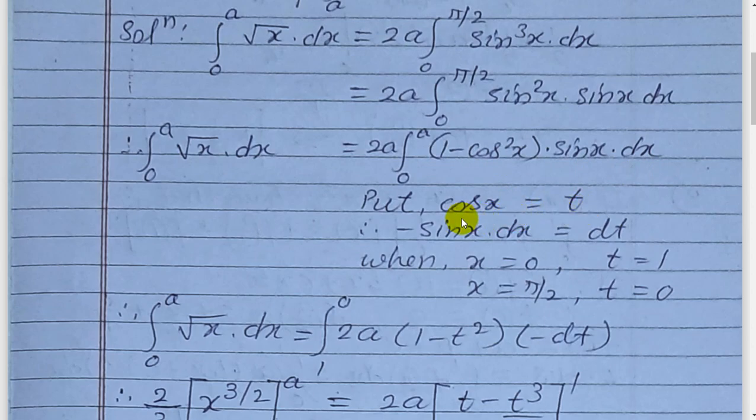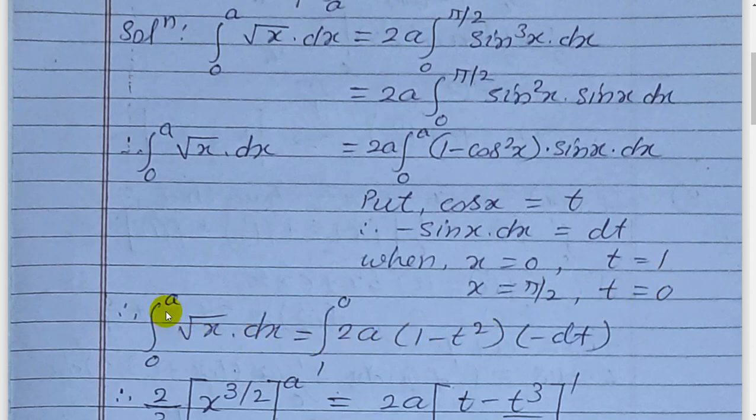Now differentiating with respect to x on both sides, we get the derivative of cos x is minus sin x dx equals dt. When x equals 0, then t equals cos of 0, that is t equals 1, because cos 0 is 1. When x equals pi upon 2, then t equals cos pi upon 2, that is t equals 0. So now the new limits become 1 to 0.